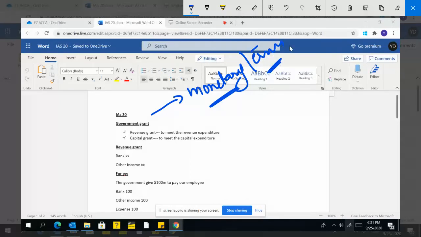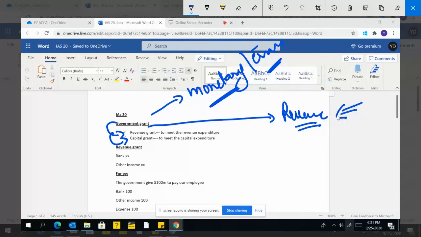The government basically gives us two types of grant. The first is the revenue grant, and the second is the capital grant. Revenue grant is when the government gives us a grant to meet the revenue expenditure, and capital grant is when the government gives us a grant to meet the capital expenditure.